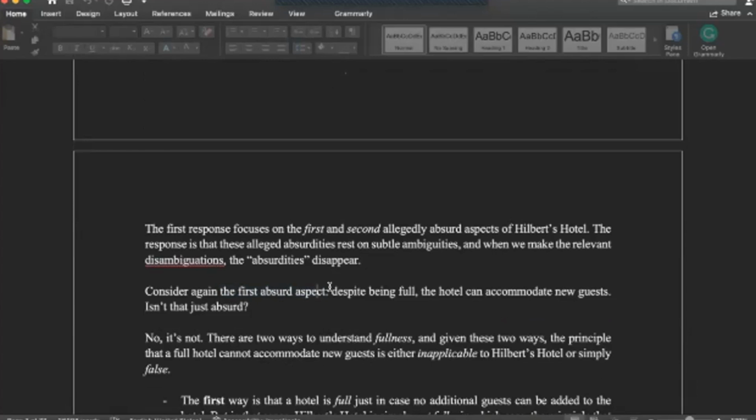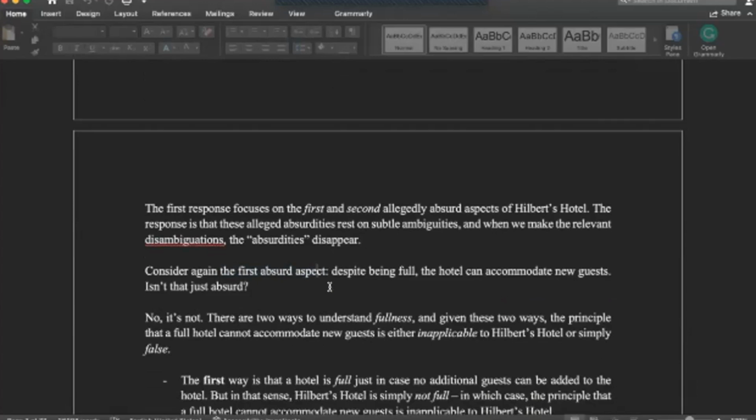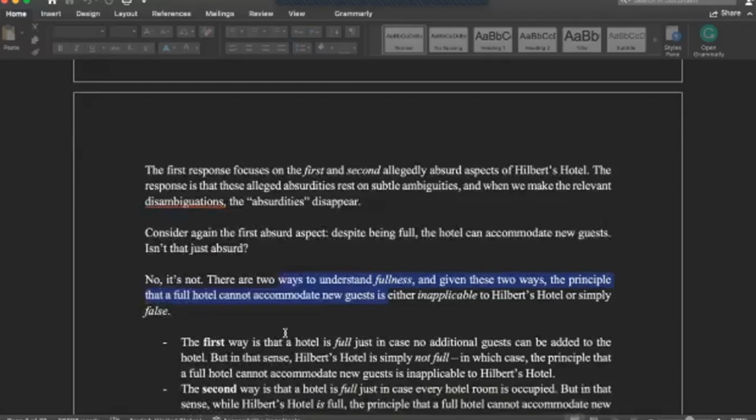Consider again the first absurd aspect. Despite being full, the hotel can accommodate new guests. Well, isn't that just absurd? No, it's not. There are two ways to understand fullness, and given these two ways, the principle that a full hotel cannot accommodate new guests is either inapplicable to Hilbert's Hotel or simply false. The first way to understand fullness is that a hotel is full just in case no additional guests can be added to the hotel. But in that case, of course, Hilbert's Hotel is simply not full. You can add new guests to it.